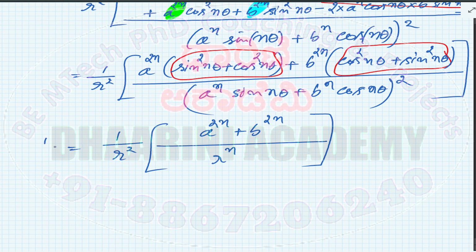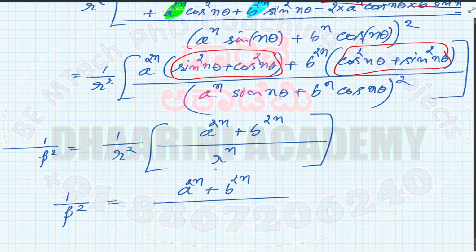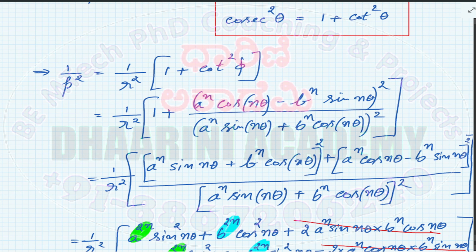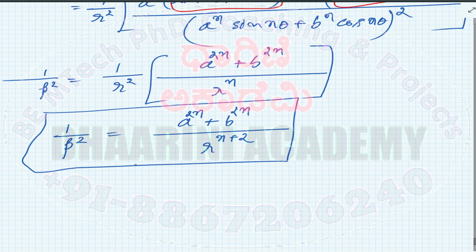On the other side, I have 1 by p squared. Now I can write this as 1 by p square is equal to a to the 2n plus b to the 2n whole divided by r to the power n plus 2. You can see that there is no theta present in this, and I am relating p and r. So this is the required Pedal equation. Definitely you can cross multiply and write the answer in a different format.